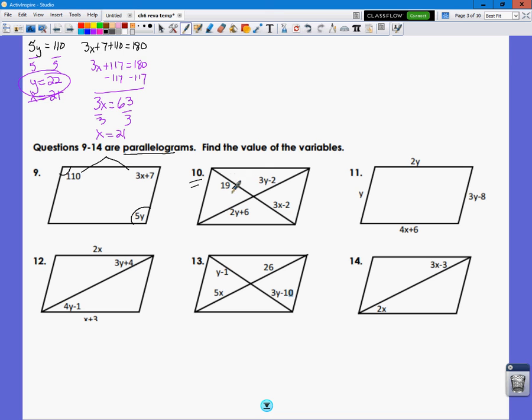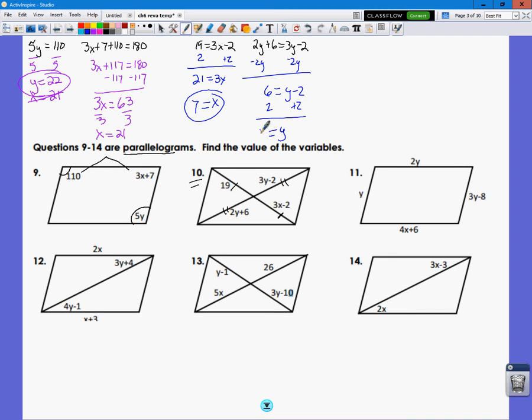Number 10, diagonals bisect each other. So 19 is equal to 3x minus 2. 2y plus 6 is equal to 3y minus 2. And again, just simply solving these algebraically, adding 2 to both sides, I have 21 equals 3x. Dividing by 3, x is 7. Putting my y's together, I have 6 equals y minus 2. Adding 2 to both sides, I get y equals 8.